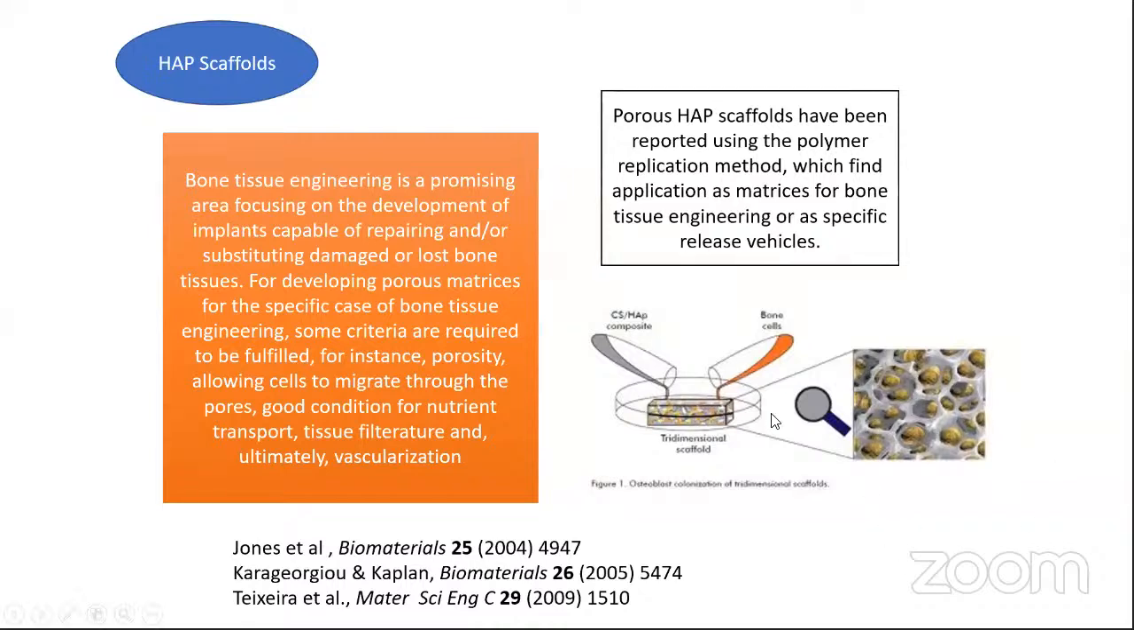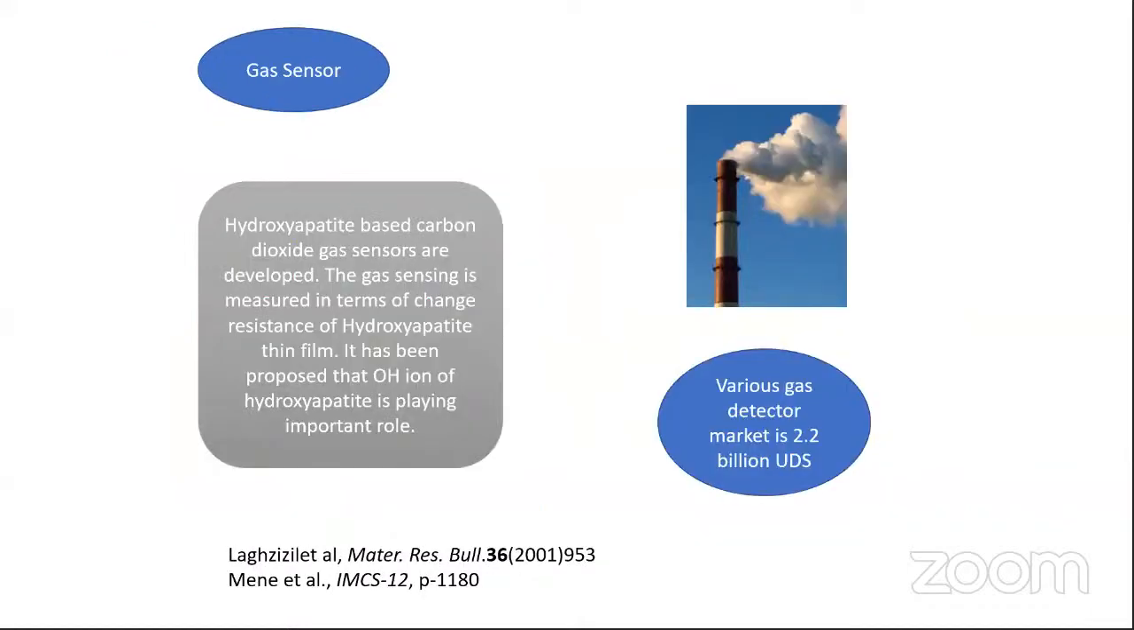This schematic diagram shows how the scaffolds are made, and the references I have cited at the bottom of the slide. Another aspect of hydroxyapatite is the gas sensor. We know that there are a lot of industries that require sensing of gas, to avoid gas leakage hazards. That is why gas sensing and detection is very important.